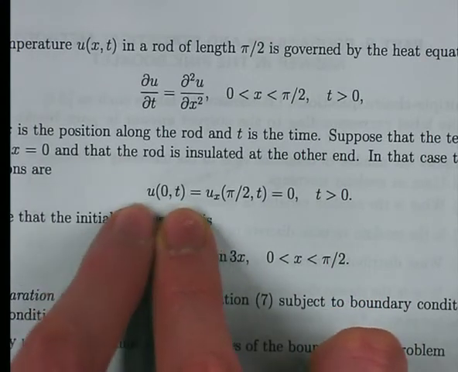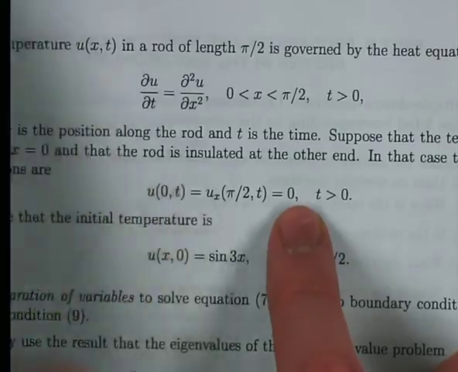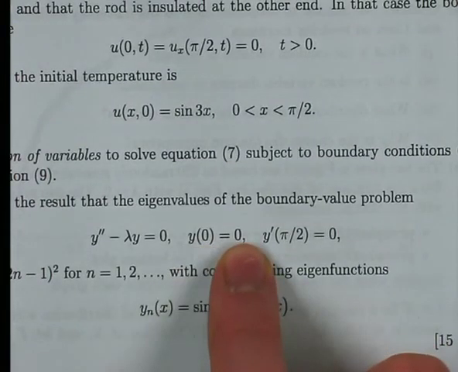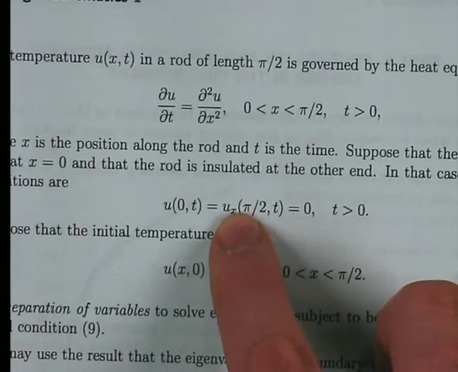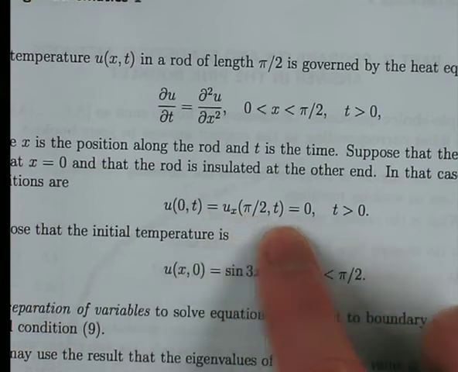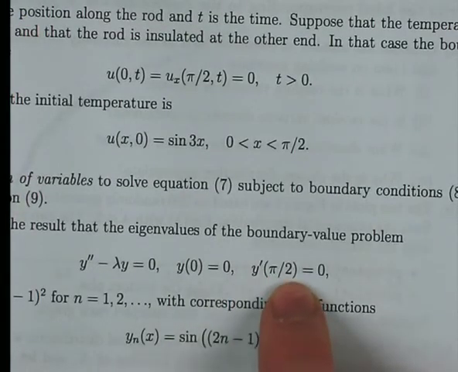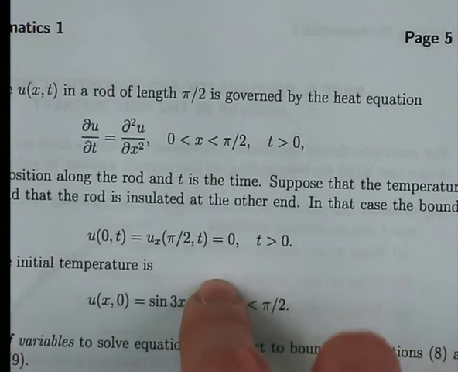when I sub in a value for x, the answer comes out to 0. When I differentiate it with respect to x and sub in the value of pi on 2, the answer comes to 0. So this is the same as the situation we have up here with these initial conditions.